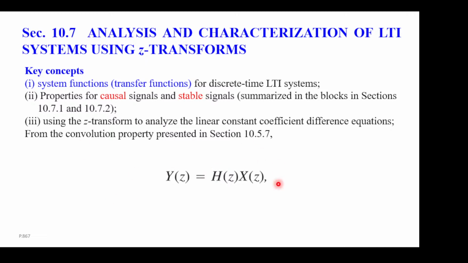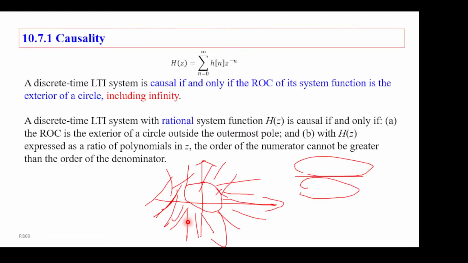So once again, the system function looks like this. Big Y of Z equals big H of Z times big X of Z, then this big H of Z is your system function. And from big H of Z, you can decide whether your system is causal, stable. And for causal here, we actually get an if and only if condition that's different from the Laplace transform. In Laplace transform, we only have one side. But anyway, here it is causal if and only if the ROC is exterior.